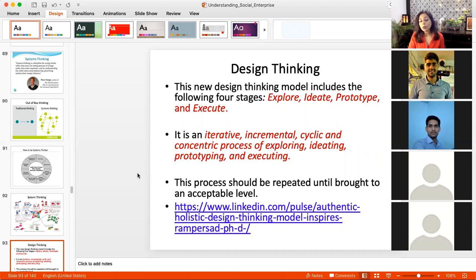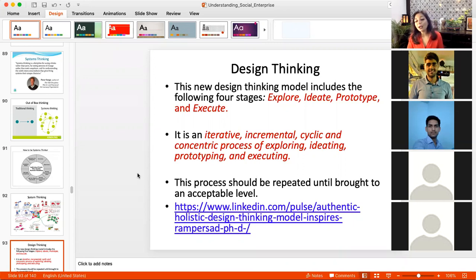So the new design thinking model includes the following 4 steps. It is a step-by-step approach. That means first you need to explore, ideate, prototype, and execute. These are the 4 important stages of design thinking. And design thinking is particularly relevant for social enterprises and for social entrepreneurs. If you want to create a social business, you need to explore, you need to ideate, you need to create a prototype, and you need to execute.